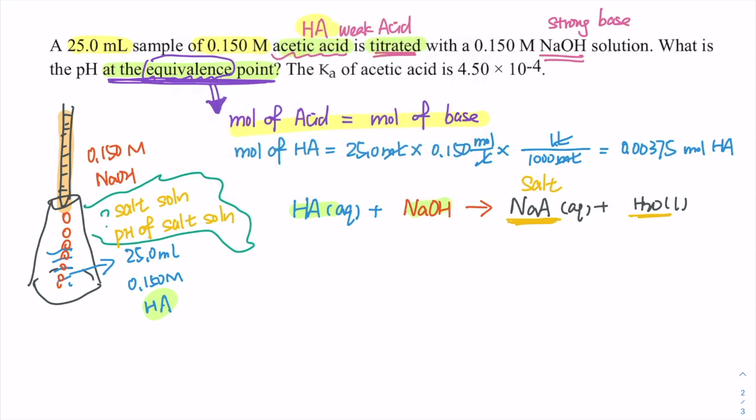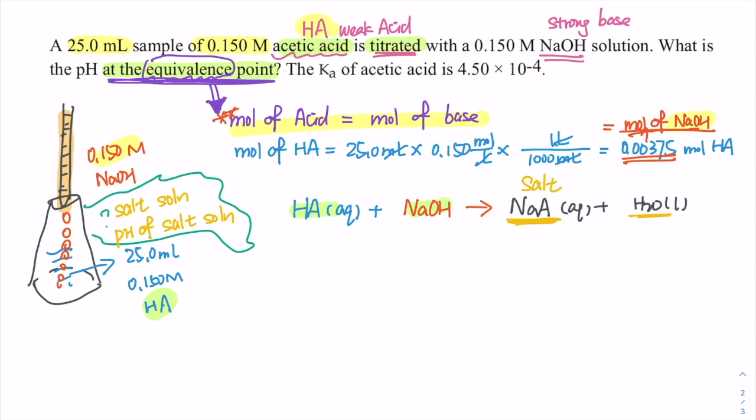So at the equivalence point, we'll need the same number of moles of the strong base, which is also going to be 0.00375, right? That's what equivalence point means. Once we know how many moles of the base we need, and we also have the concentration, then from those two pieces of info, we can calculate the volume, right?